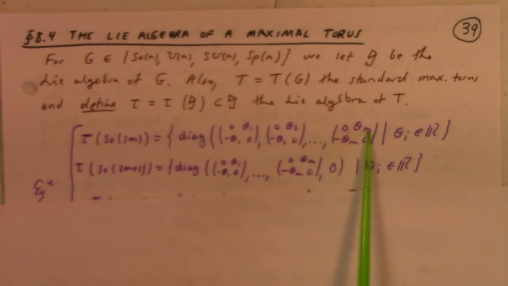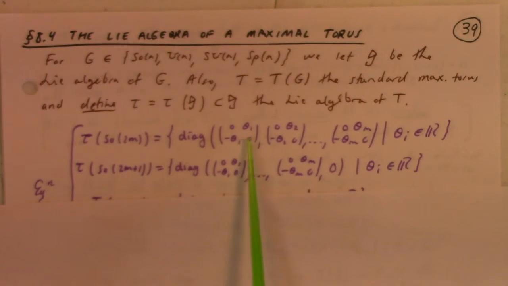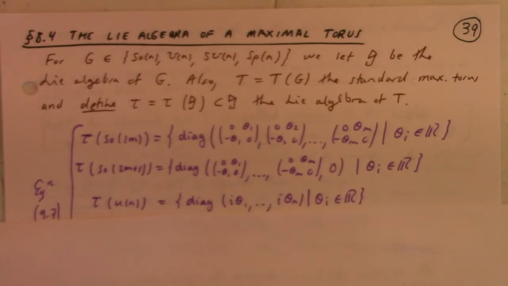Notice that this is a diagonal matrix, so this is actually a block decomposition. These are 2x2 blocks on the diagonal, and here you have 2x2 blocks until the last diagonal entry, which is just 0. It's a matrix of odd dimension, an odd size square matrix.